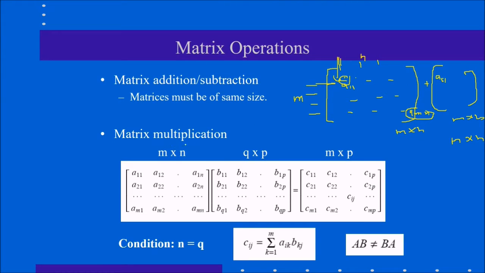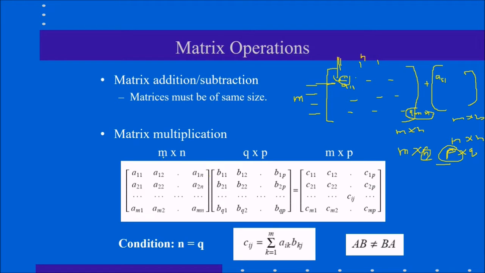What about multiplication? In matrix multiplication, you have to consider the rows and columns. If m by n is one matrix and the other is p by q, the most important thing is that n should be equal to p. That is, the columns of the first matrix should be equal to the rows of the second matrix. Then only is the multiplication possible.